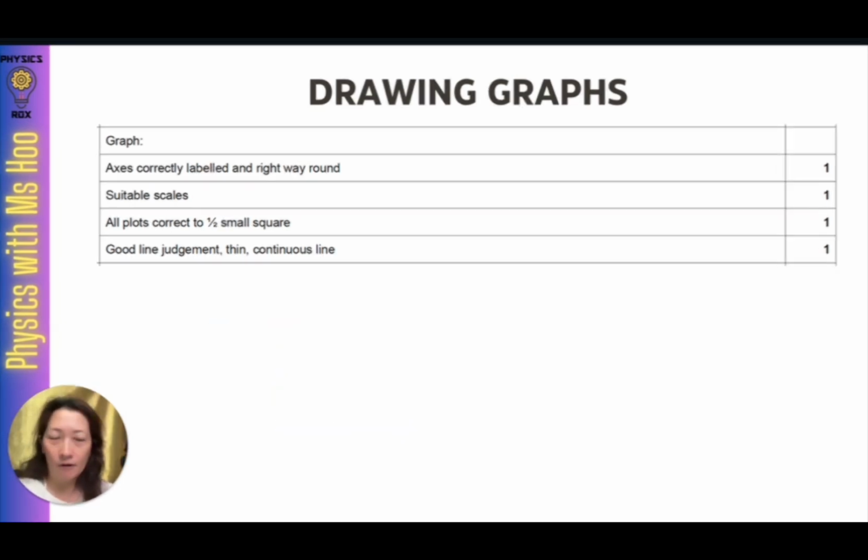Suitable scales here, of course, refers to the scale of both the y and x axis. The scale number should always be in multiples of 1, 2, or 5. So what I mean by this is the scale could be 0, 1, 2, 3, 4, 5. It could also be 0, 2, 4, 6, 8, 10, or it could be 0, 5, 10, 15, 20. Variations of these scales are also accepted. For example, if you go by 4: 0, 4, 8, 12, because these are multiples of 2. Tens are also accepted because they're multiples of 2 and 5: 0, 10, 20, 30, 40.